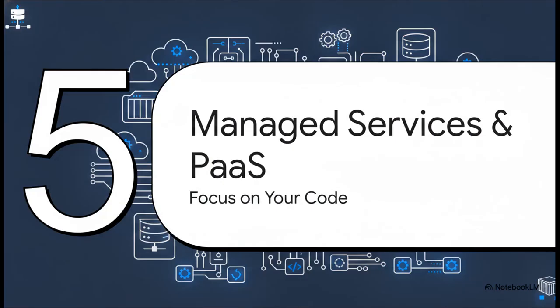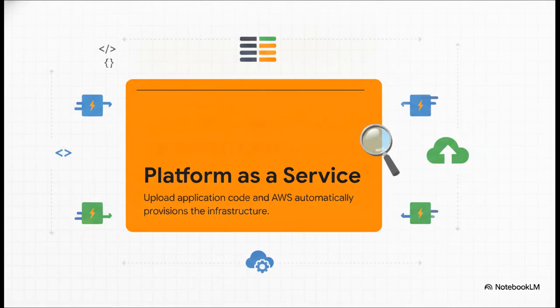Let's move into Section 5, Managed Services and Platforms. To really understand these services, we first need to get a handle on PaaS, or Platform as a Service. In a PaaS model, you as the developer simply upload your application code. Maybe it's Java, Python, PHP, whatever. The provider, which in this case is AWS, takes that code and entirely automates the provisioning of the underlying architecture. It automatically sets up the EC2 instances, the Elastic Load Balancers, the auto-scaling groups, and the monitoring.